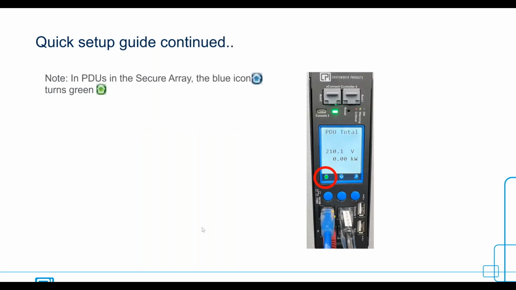Once it's set up, in PDUs, we will know that there is a secure array already configured because the blue home is going to turn green. And that is for all of the PDUs connected in the array.